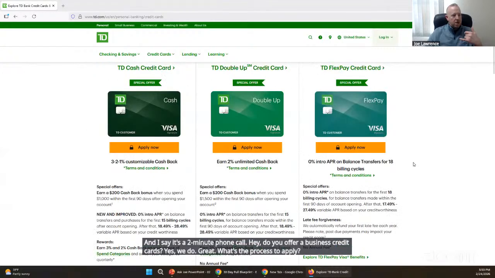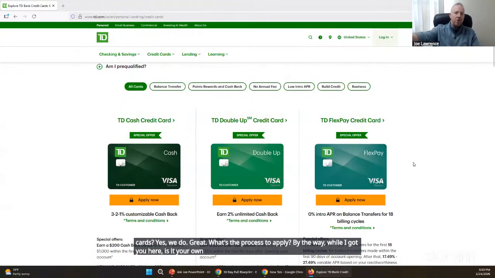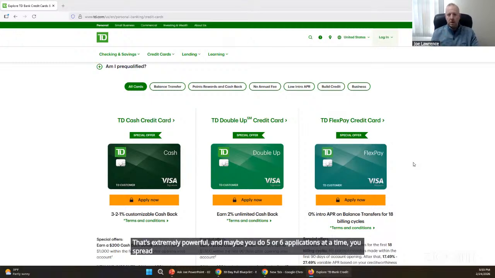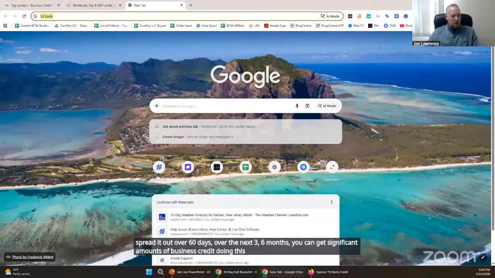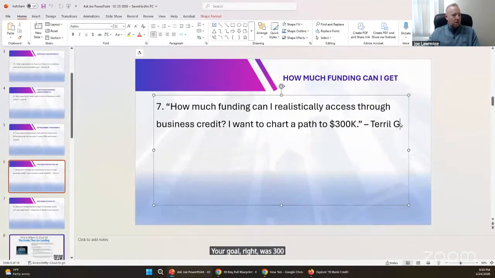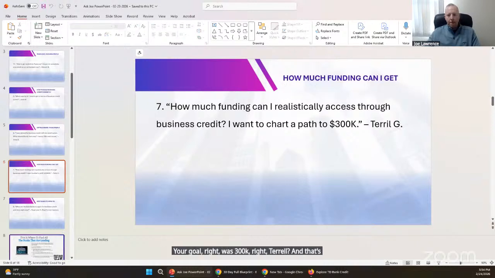By the way, while I've got you here, is it your own card or is it offered through a third party underwriter? We work with the banks that offer their own business credit cards. And you start to put together a list. You can come up with 25 banks that you could apply with. That's extremely powerful. And maybe you do 5 or 6 applications at a time. You spread it out over 60 days. Over the next 3, 6 months, you can get significant amounts of business credit doing this. In fact, your goal was 300K, right, Terrell? And that's 100% very doable.